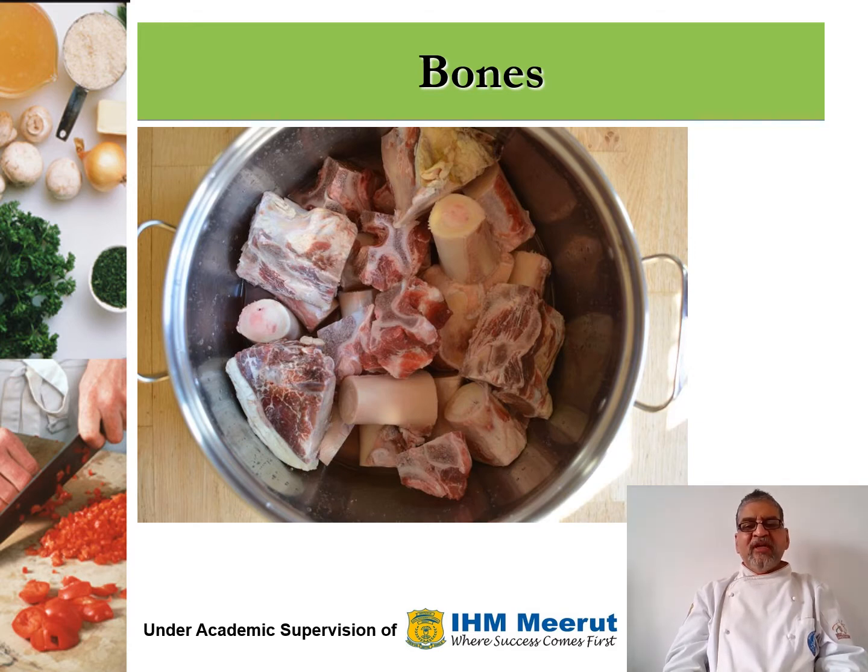Like I said, bones are treated differently for the 4 different types of stocks. For white stocks, these bones are blanched and then stock is made. For brown stock, these bones are roasted with a little fat in a very slow oven for a very long time till they are dark brown in color, and then they are put in water and stock is made. For fume, these bones are sautéed, tossed in oil in a frying pan with mirepoix.